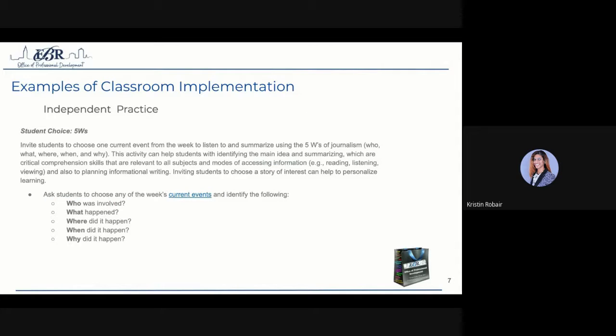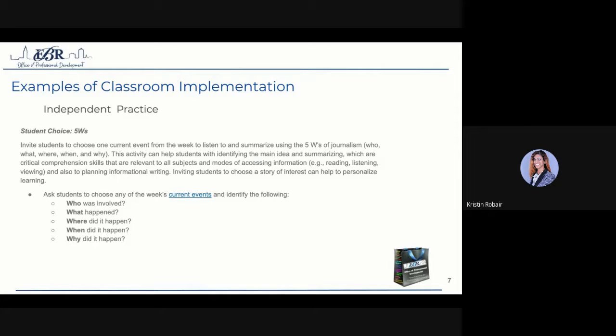Finally, the last thing would be independent practice. So when we're talking about student choice with 5 W's, we know as teachers that our students struggle with informational text. From grades 3 through 12, we find that our students struggle with identifying the main idea and summarizing by focusing on key events of who, what, where, when, and why something happened, right?